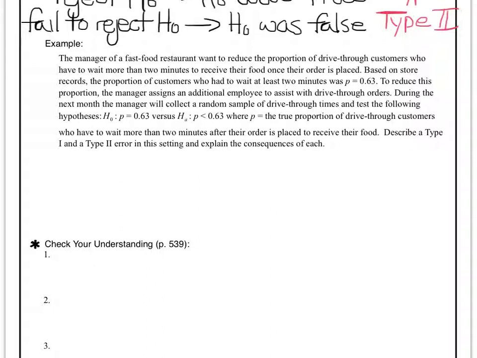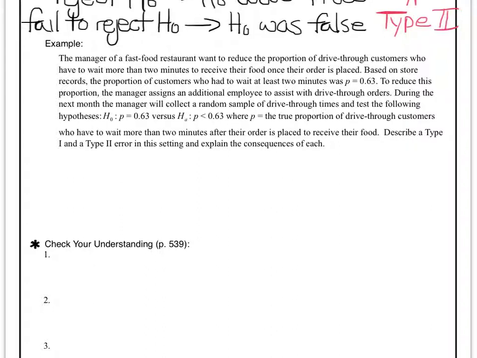The null is that P is equal to 0.63, so that there's no difference between the old method and the new method. And the alternative is that P is less than 0.63, where P is the true proportion of drive-thru customers who have to wait more than 2 minutes after their order is placed to receive their food. So we're wanting to see that proportion go down. So this asks us to describe a type 1 error and a type 2 error in the setting and explain the consequences of each.